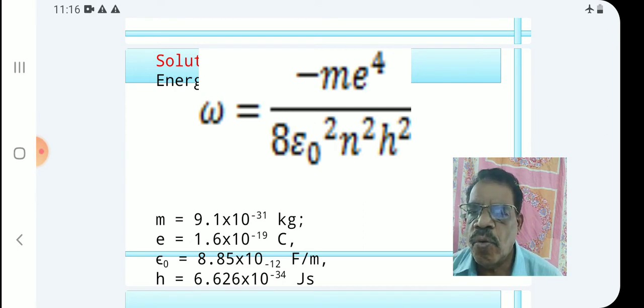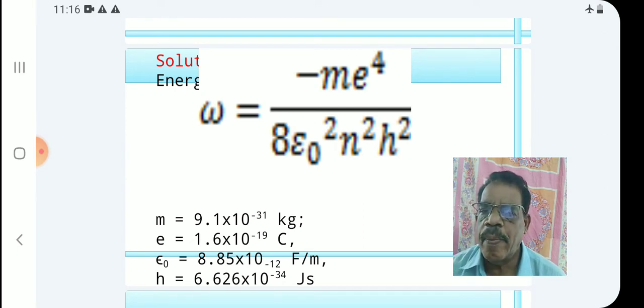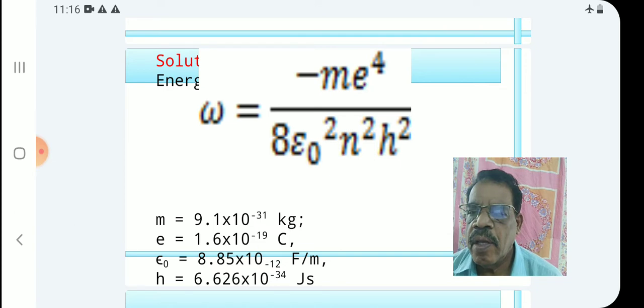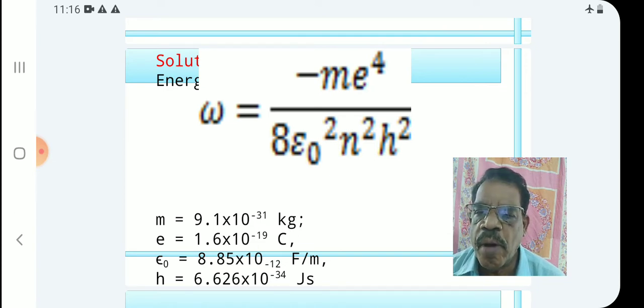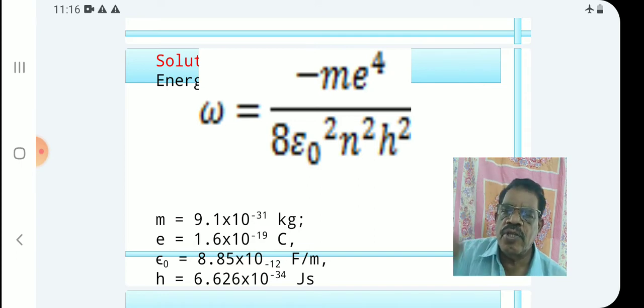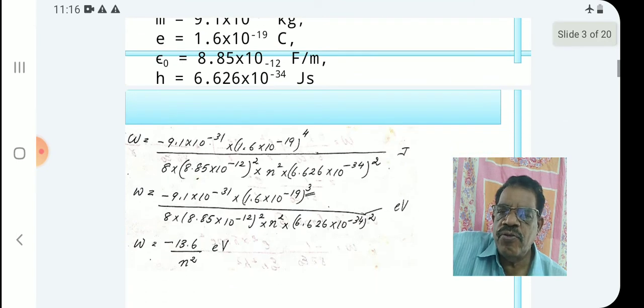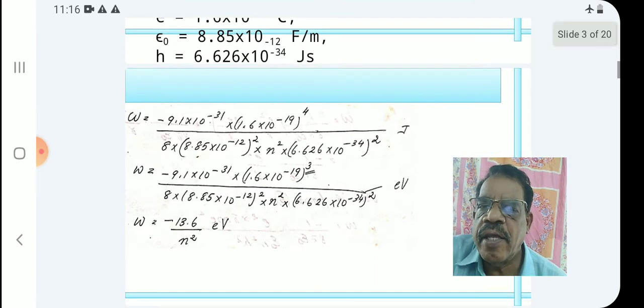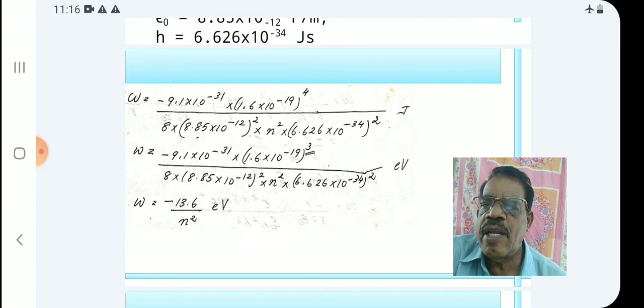m is 9.1 into 10 raised to minus 31 kilogram, the mass of the electron. The electronic charge is 1.6 into 10 raised to minus 19 coulomb. Epsilon 0 is 8.85 into 10 raised to minus 12 farad per meter, and h is 6.626 into 10 raised to minus 34 joule second. You substitute all the values except n.